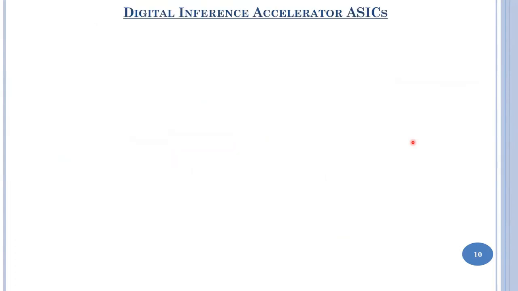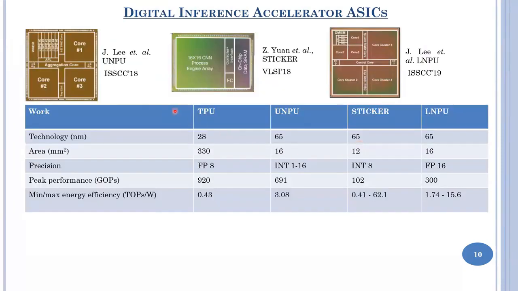Academia came up with several digital inference accelerators or application specific ICs. There were several reports of these digital inference accelerators or neural network accelerators from MIT, from Seoul National University, from everywhere. Although these digital inference accelerator ASICs utilize several schemes like runtime power scalability or sparse design, still, if you look at the energy efficiency, it did not improve much as compared to your TPU. The energy efficiency only increased by a maximum of 10 times.